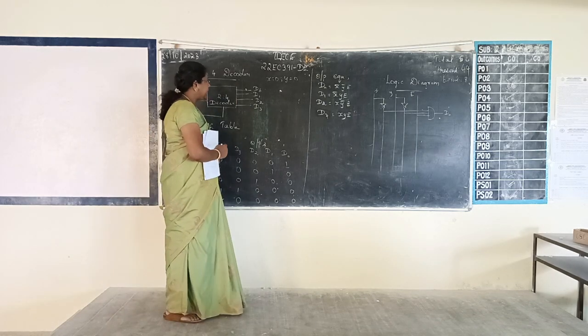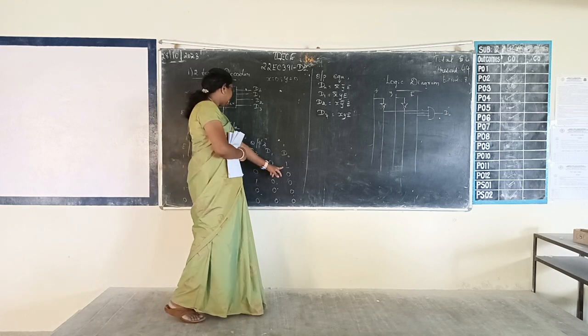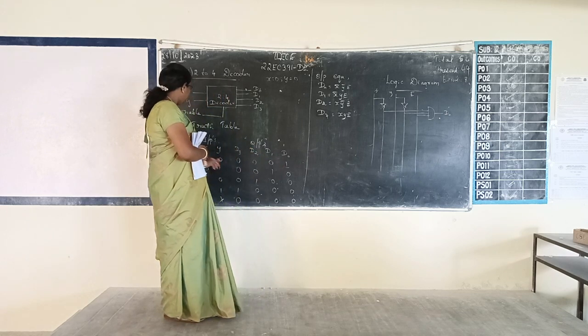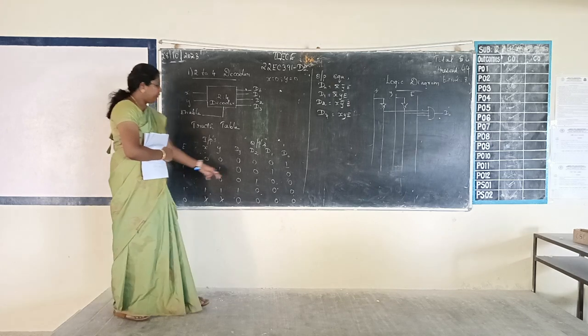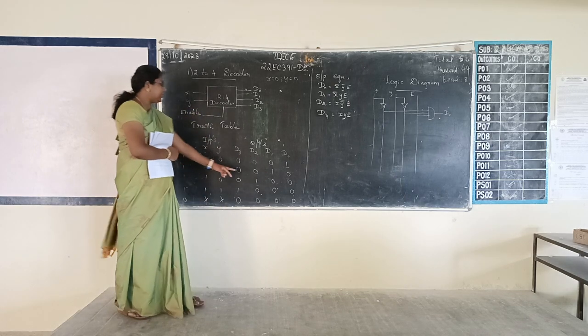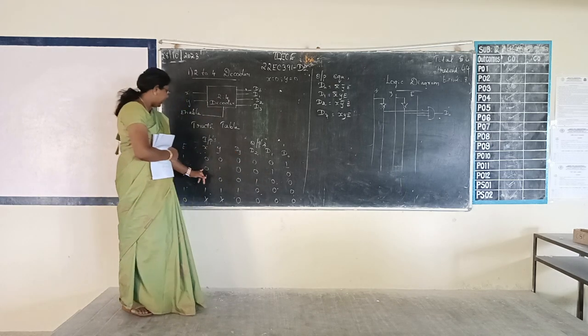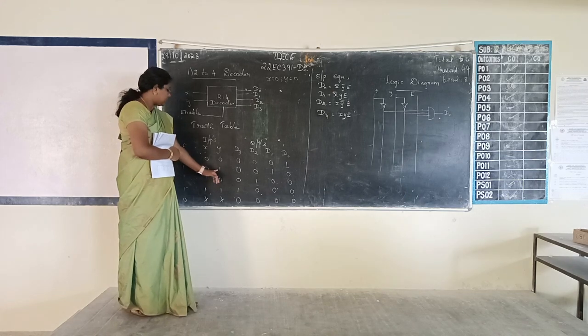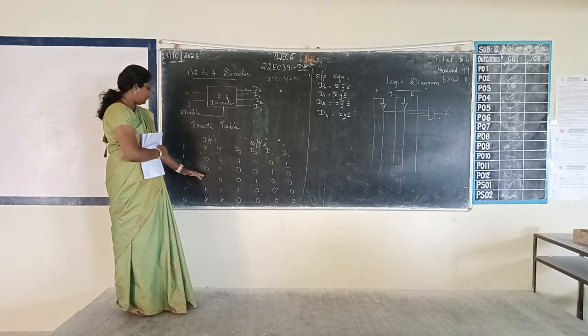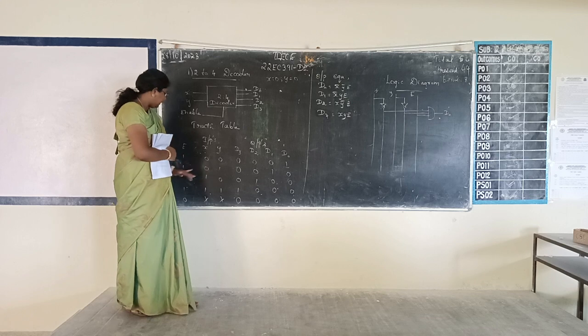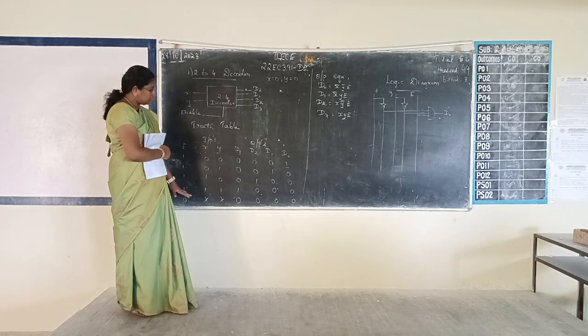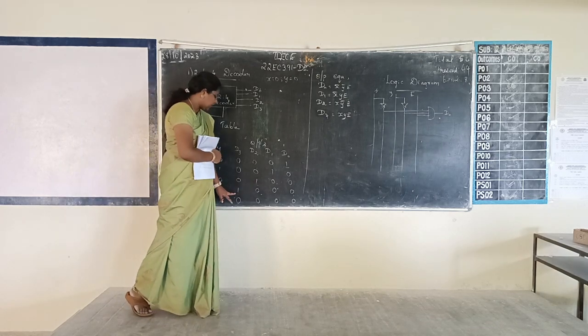Then we write the equation for D0. So D0 is x bar y bar into E. Right? Then for D1, D1 is 1 when x is equal to 0, y is equal to 1 and E is equal to 1. So we write x bar, y and E. So similarly I have to write for D2 and D3.